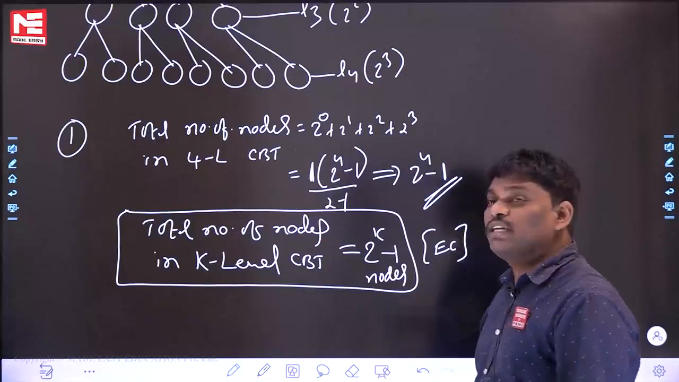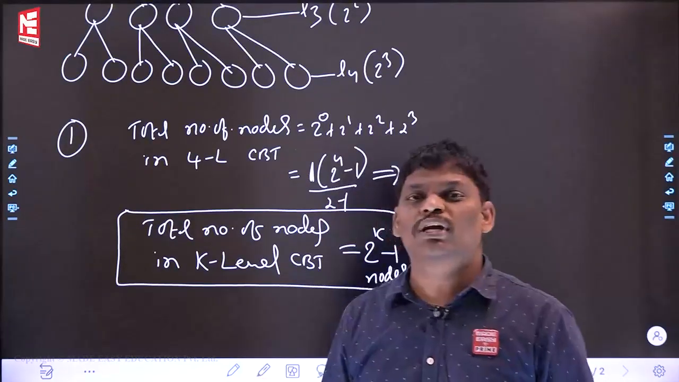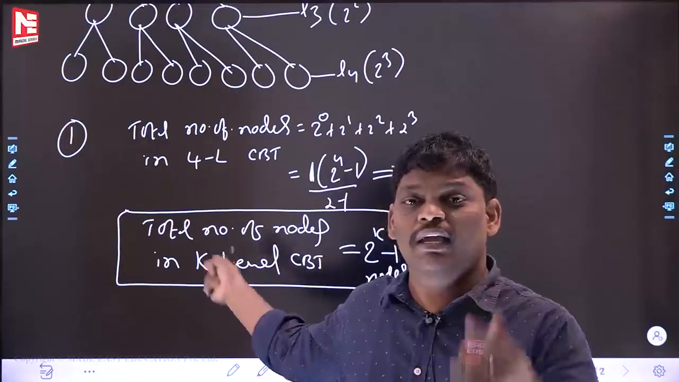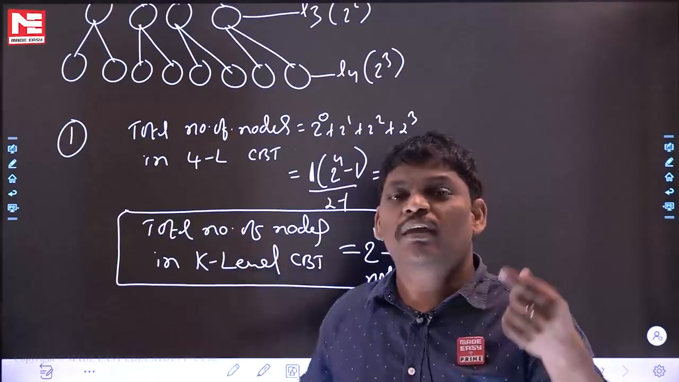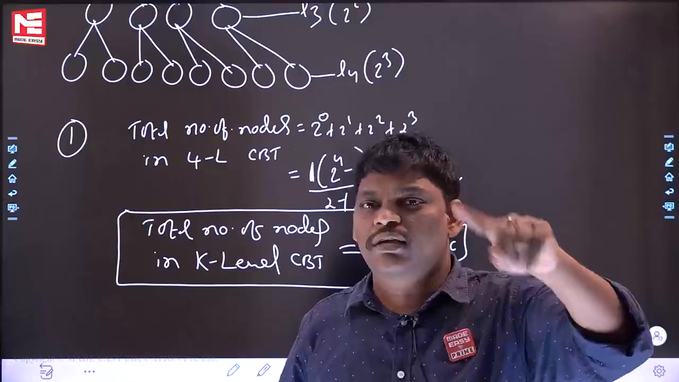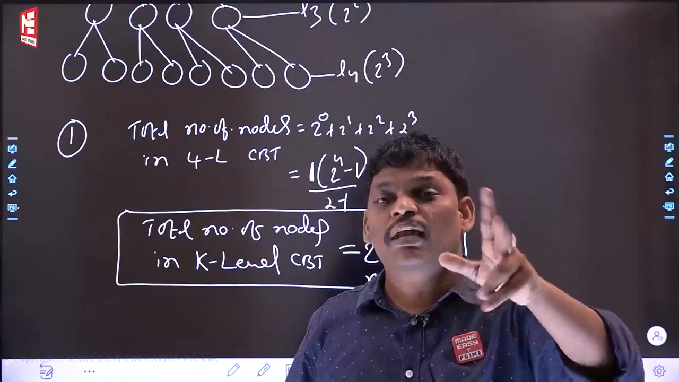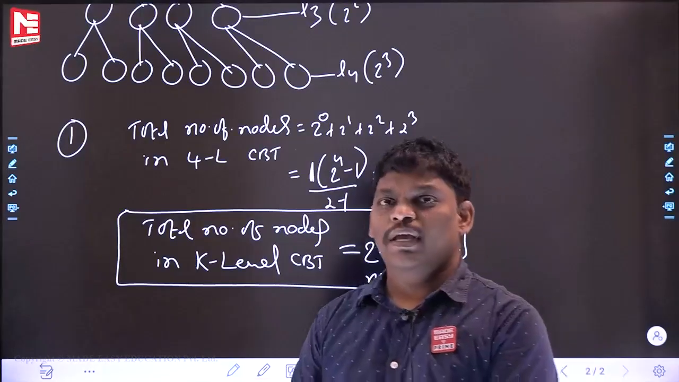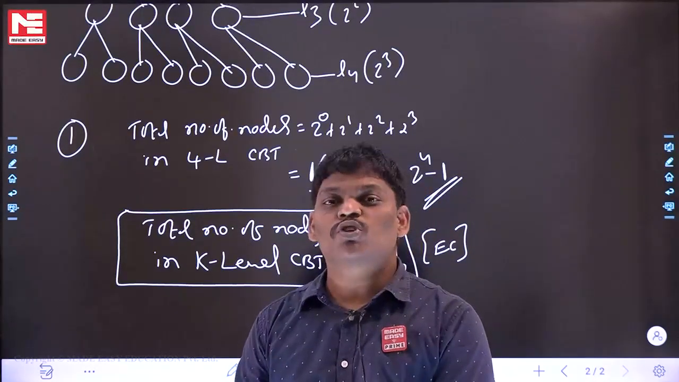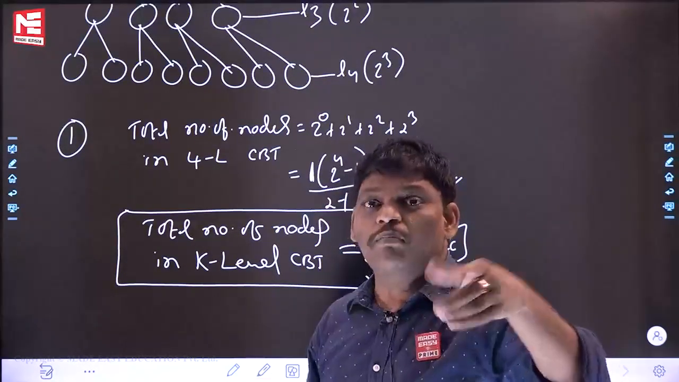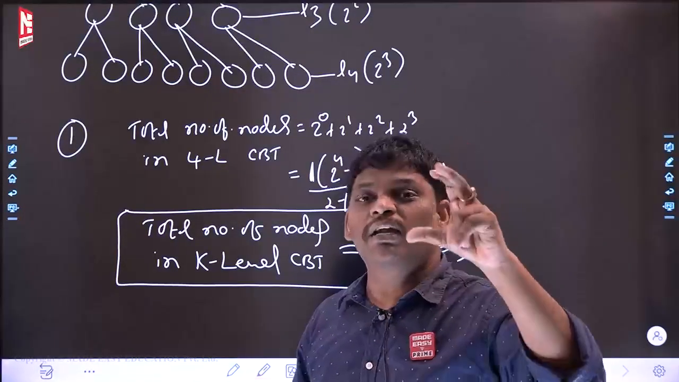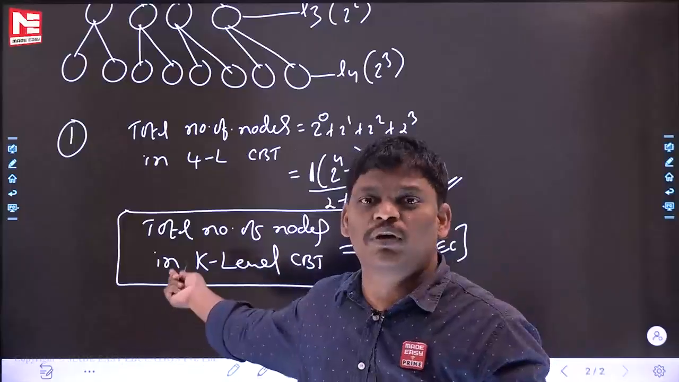Please be careful. Next, one more interesting answer. For a k level complete binary tree, this is the story. Can you help me now? A k level binary tree contains maximum nodes how many? Everyone knows. In all the binary trees, the binary tree which contains the most nodes is the complete one only.